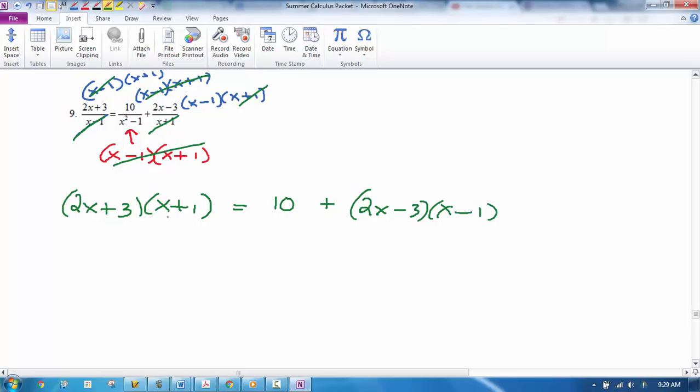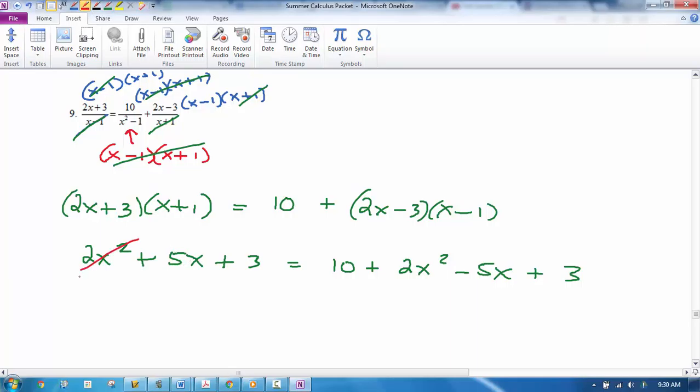Now from here it's just a linear equation, well, actually a quadratic, but it's not a rational equation anymore. We do have to FOIL both these parts, so this becomes 2x squared plus 2x and 3x make 5x in the middle, and then plus 3. And then over here, if I FOIL this, I get 2x squared, and then minus 2x and minus 3x make minus 5x plus 3. Now some things cancel, which is nice. This 2x squared and this 2x squared are going to cancel. So then it becomes a linear equation, which is really nice.